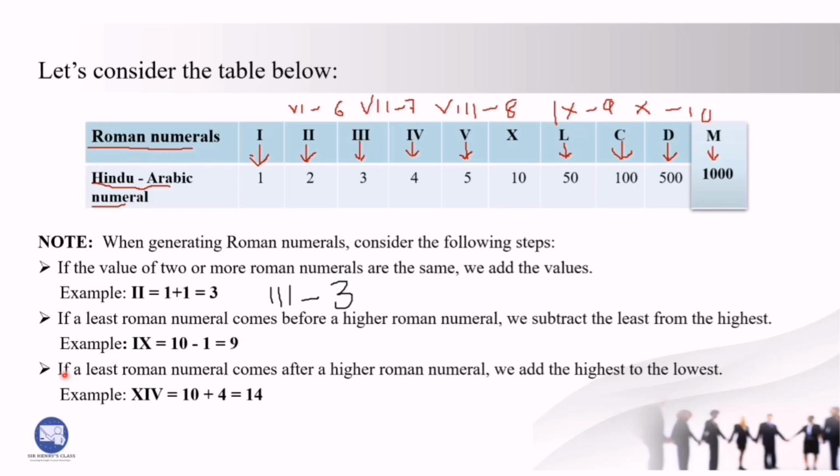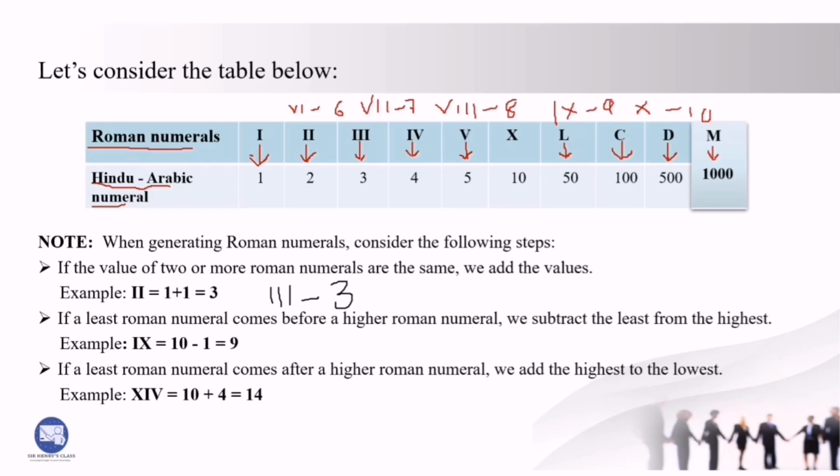Now the other way around, if a smaller Roman numeral comes after a higher Roman numeral, then we add the higher to the lower. So here the highest is X, which is 10. It comes before the lowest, which is I, 1. Can you see it? Good. So here the first two properties will be applied.